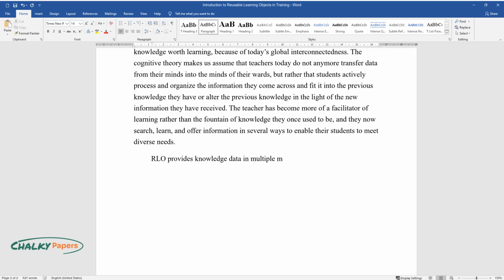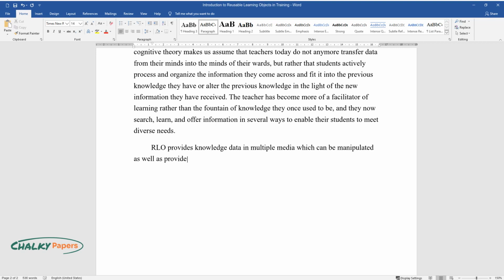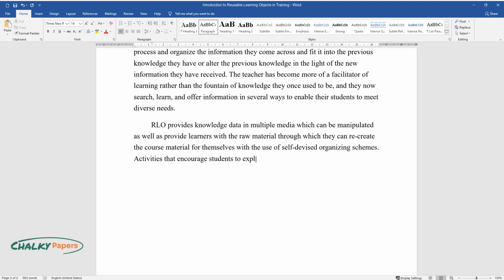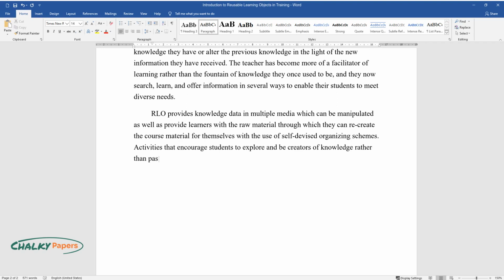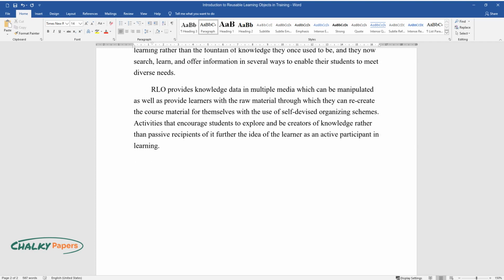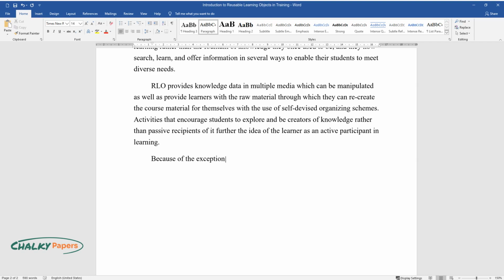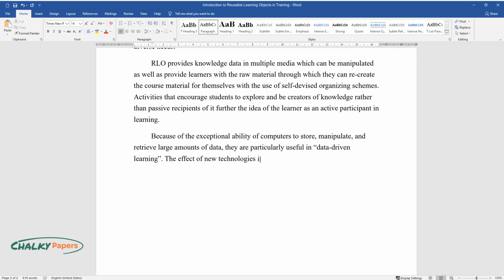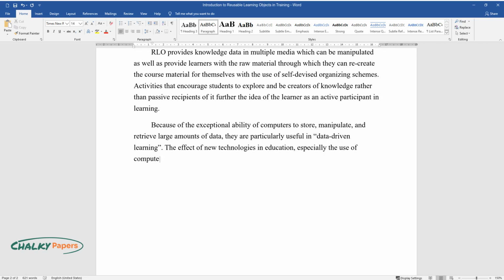RLO provides knowledge data in multiple media which can be manipulated, as well as providing learners with the raw material through which they can recreate the course material for themselves with the use of self-devised organizing schemes. Activities that encourage students to explore and be creators of knowledge rather than passive recipients of it further the idea of the learner as an active participant in learning. Because of the exceptional ability of computers to store, manipulate, and retrieve large amounts of data, they are particularly useful in data-driven learning.